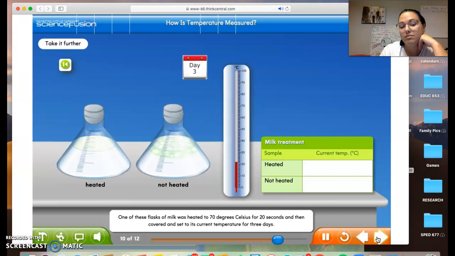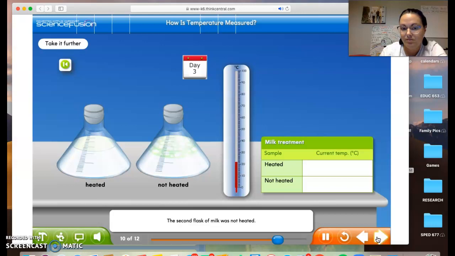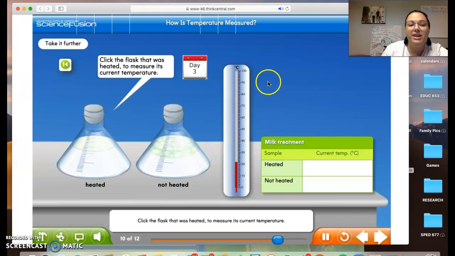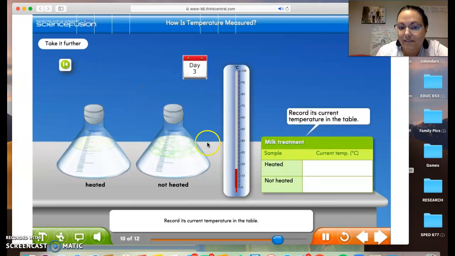One of these flasks of milk was heated to 70 degrees Celsius for 20 seconds and then covered and set to its current temperature for 3 days. The second flask of milk was not heated. It was just covered and set to its current temperature for 3 days. Let's examine the flasks. Click the flask that was heated to record its current temperature in the table.